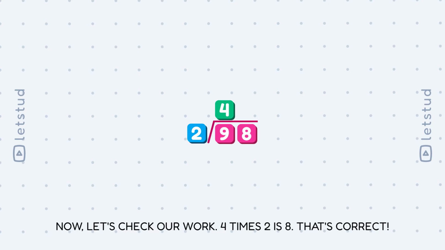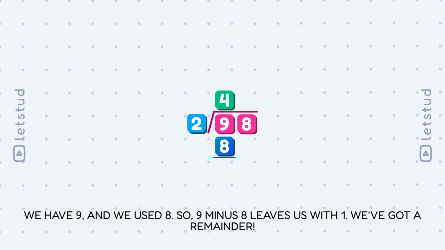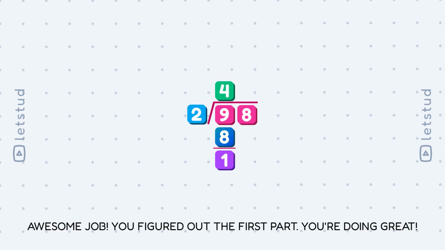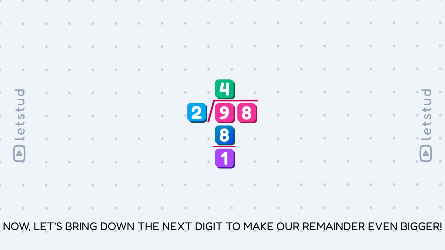4 times 2 is 8. That's correct. We have 9 and we used 8. So 9 minus 8 leaves us with 1. We've got a remainder. Awesome job. You figured out the first part. You're doing great. Now let's bring down the next digit to make our remainder even bigger.